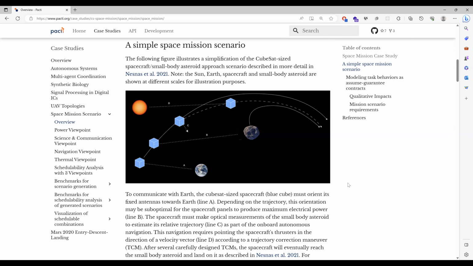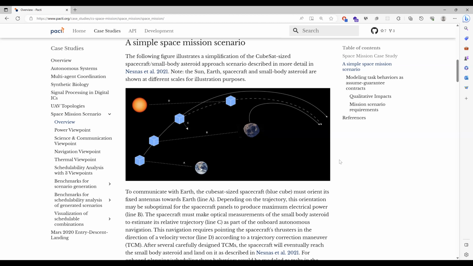Okay, so let me give you an overview of what is going on with this design space exploration case study. In this picture that we see on the website, the mission consists of the following scenario. Here we have Earth, and here we have an object that we wish to study. This is an asteroid, which tends to be called an SBO, a small body object. The idea is that we are going to send a spacecraft to take some scientifically relevant measurements of this asteroid. The spacecraft that we are sending has various modes of operation.